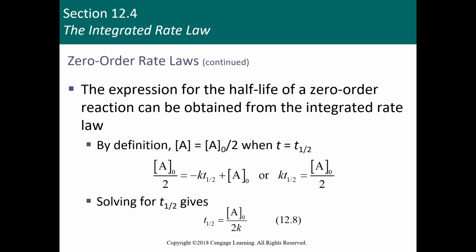So the expression for a half-life of a zero order reaction, we can obtain that from our integrated rate law again. Remember, half-life means that the concentration at that time will be half of the initial concentration. And so we just substitute those in. So half your initial concentration equals negative K times the half-life, plus your initial concentration. Notice that that's actually fairly easy to simplify then.